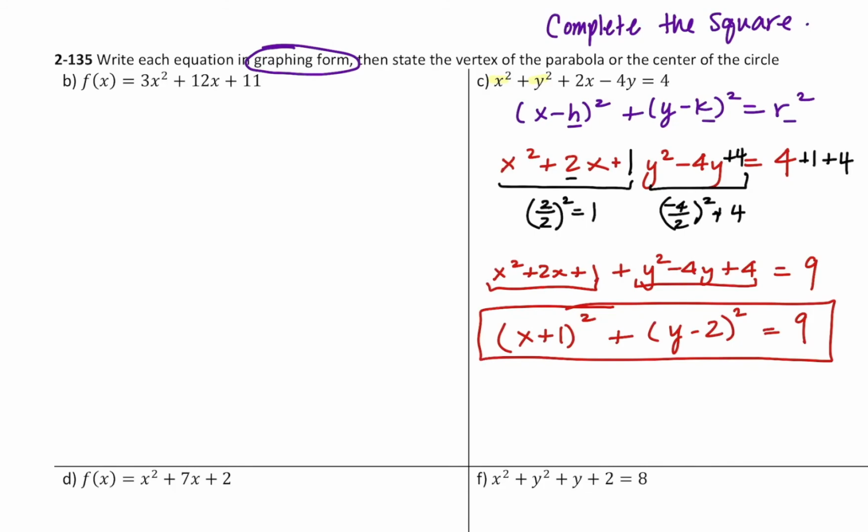From that, now we can identify the h value to be −1, and then our k value. Hopefully now you're comfortable with this. The k value would be +2. So your center is (−1, 2), and then your radius is going to be the square root of that number, which is 3.